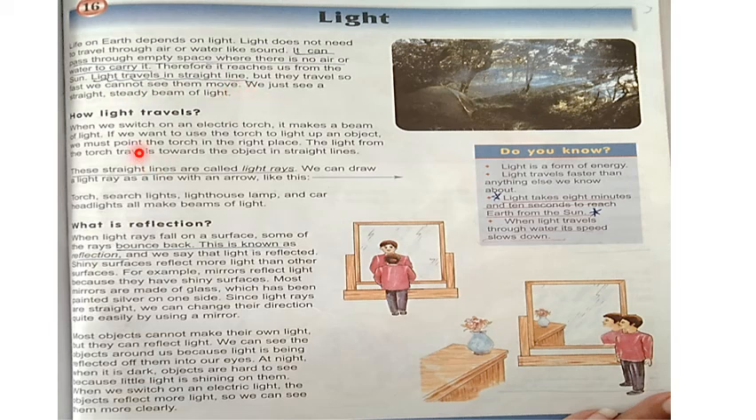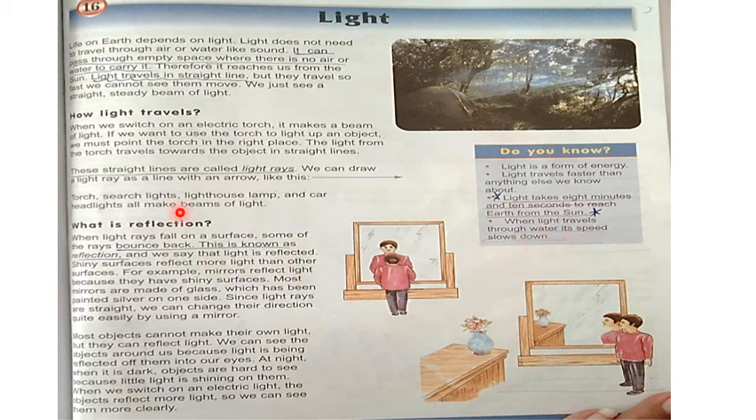Okay? In this paragraph, you can see that light is a form of energy. Light travels faster than anything else we know about. Light takes 8 minutes and 10 seconds to reach the earth from the sun. When light travels through water, its speed slows down.